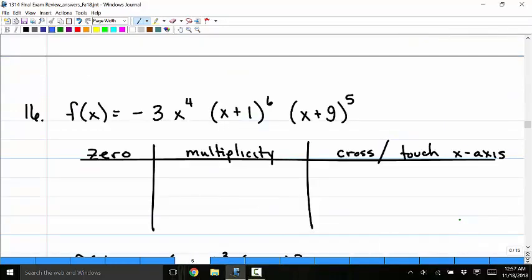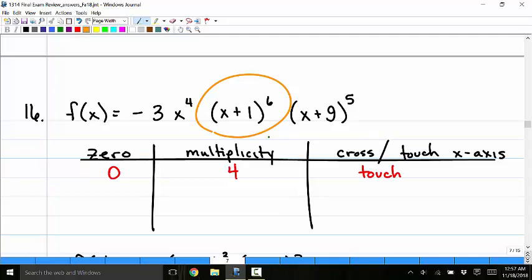Number 16, given f of x equals negative 3x to the 4th times (x plus 1) to the 6th times (x plus 9) to the 5th, find the zeros, their multiplicity, and tell whether they cross or touch the x-axis at that zero. So this one, if I set x equal to 0, that's my zero. The multiplicity up here is 4. Since it's an even multiplicity, I know that it touches the x-axis.